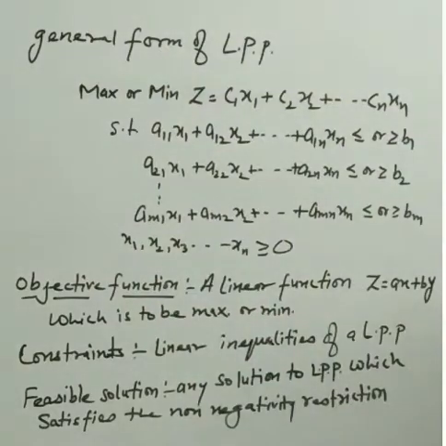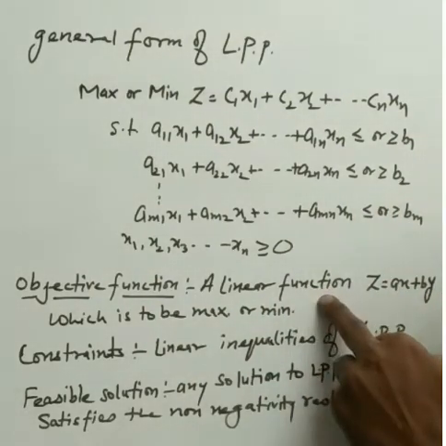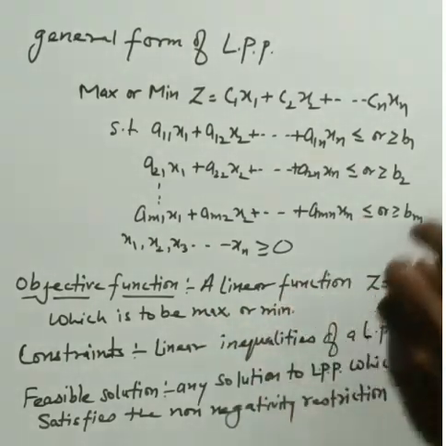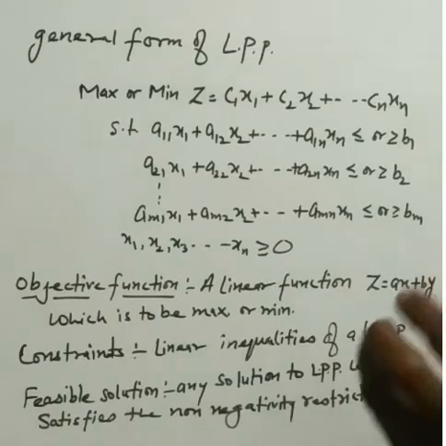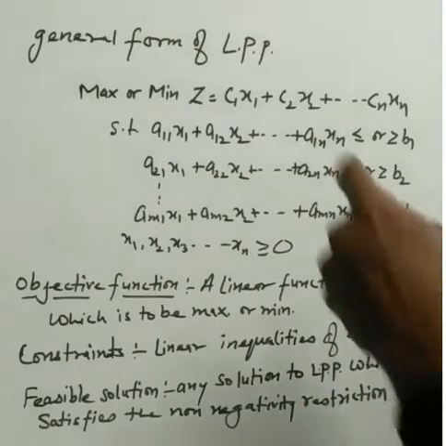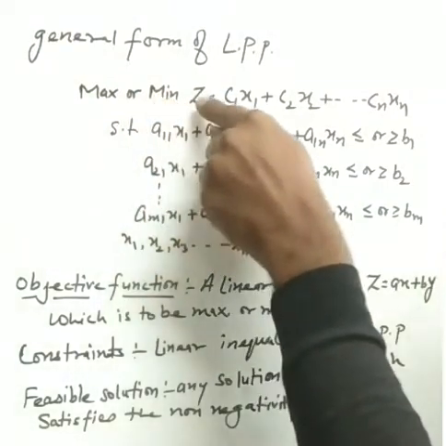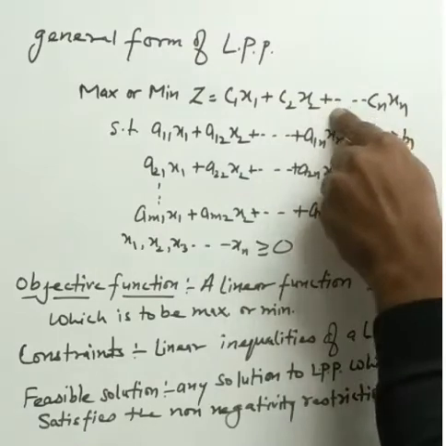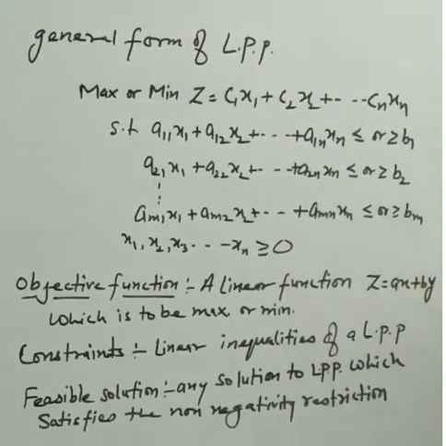First, an objective function. Objective function means it is a linear function which is to be maximized or minimized. The linear function which is to be optimized is known as the objective function. Here we are writing the objective function z equal to c1x1 plus c2x2 up to cnxn.